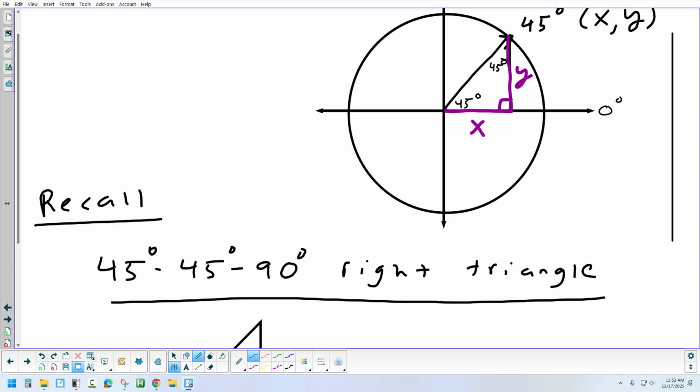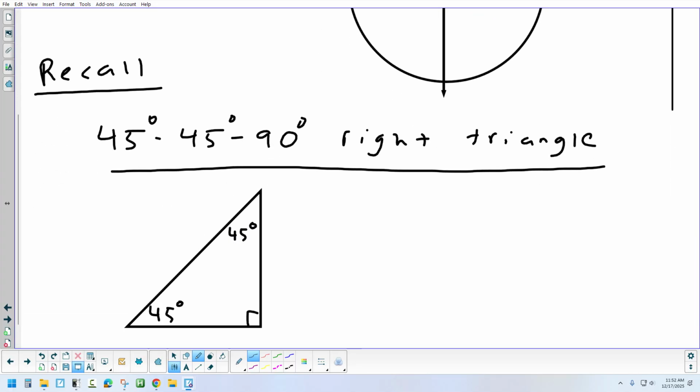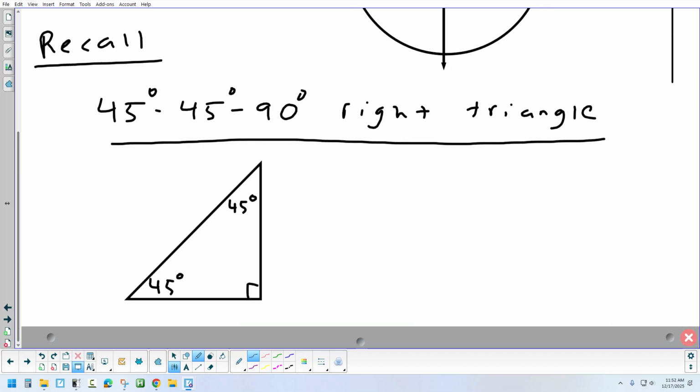Because we have an isosceles triangle, we don't need two different labels. If you use two different labels, like x and y, you're saying that the sides are different. They're not different, so let's use the same letter for the base and the height. What do we want to call the base? X. Then what are we going to call the height? X.